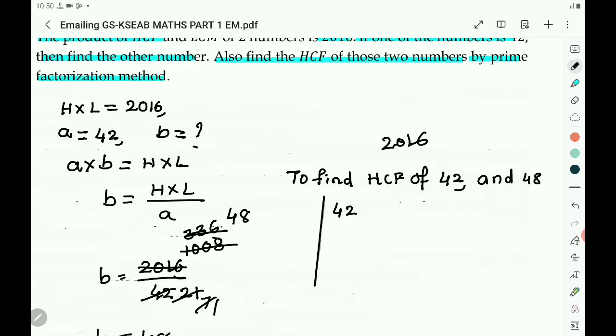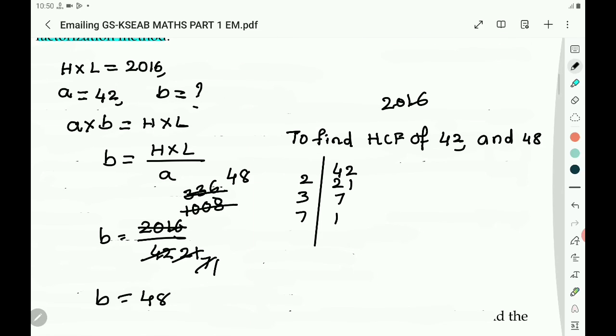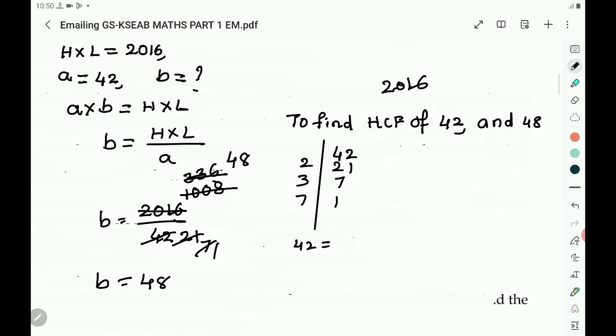Then 42 is having 2 in the unit place, so it is divisible by 2. 2 2s are, 2 1s are. Then 21 is in the table 3. 3 7s are, 7 1s are. You got that 42 is equal to 2 into 3 into 7.